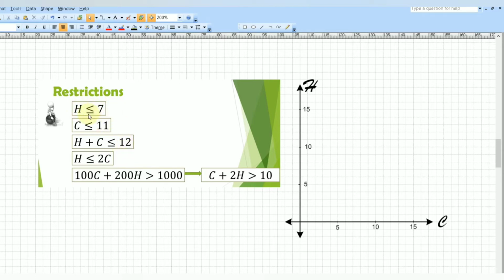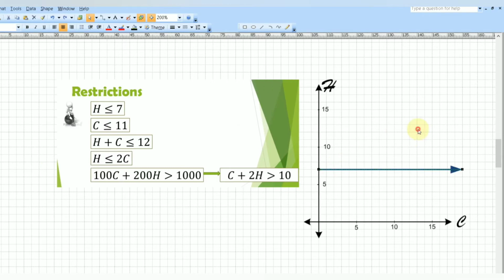H is less than or equal to 7. Since the H is the vertical, it means this one is a horizontal line on 7, right? So yeah, this blue line. Notice that I start from here since we don't extend to the negative, okay? But it's not mandatory actually. It's just that I want to be consistent with the domain. And then we go directly to the positive values of C. So first, let's just draw the line. I don't want to shade it yet. So the line is H equals 7. And then the second one, the line is C equals 11. It means it is a vertical line at 11 for the values of C.